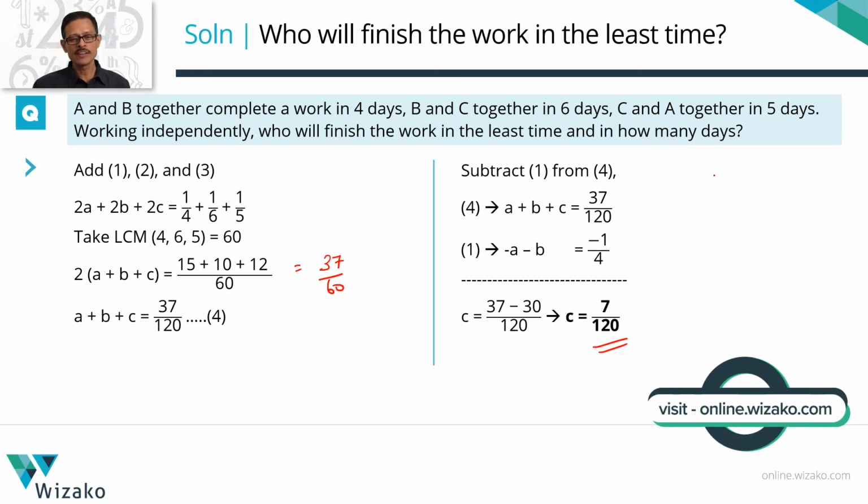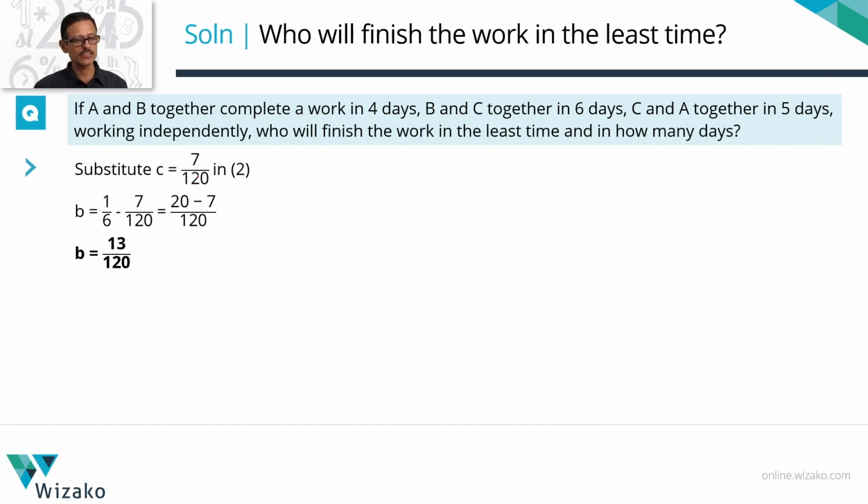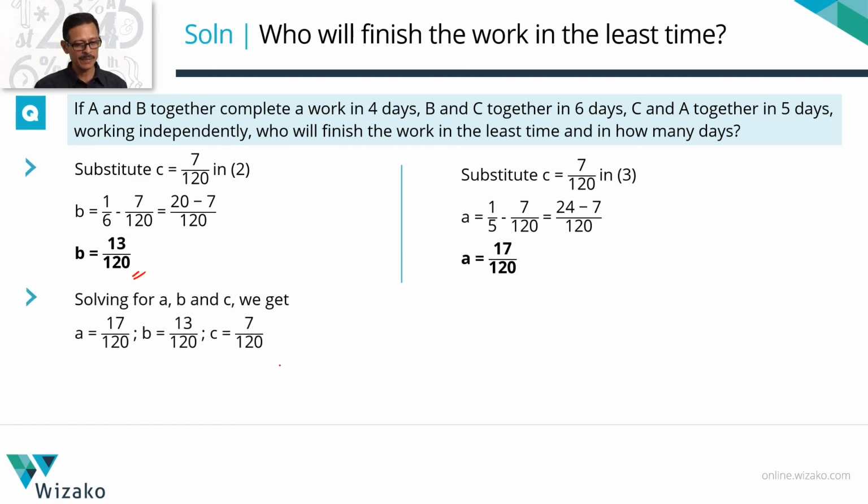Till this, as I said, there's no difference. In the earlier step, what did we do? We subtracted 3 and 2 from equation 4. In this second method, I'm going to plug in the value of C into equations 3 and 2 and correspondingly find out the values of B and A. Substitute in 2, get the value of B to be equal to 13 upon 120. Substitute in equation 3, we get the value of A to be equal to 17 upon 120. Here are the values of A, B and C.